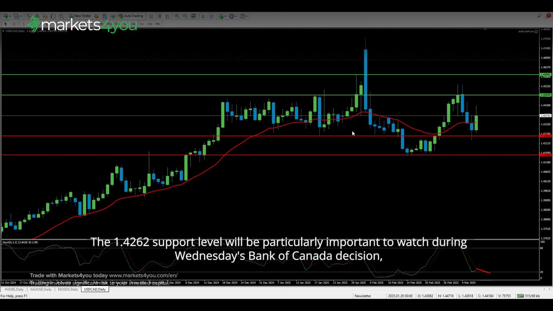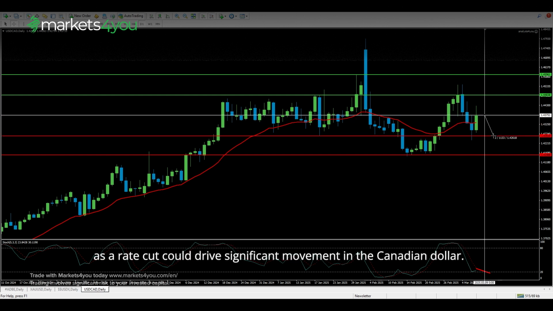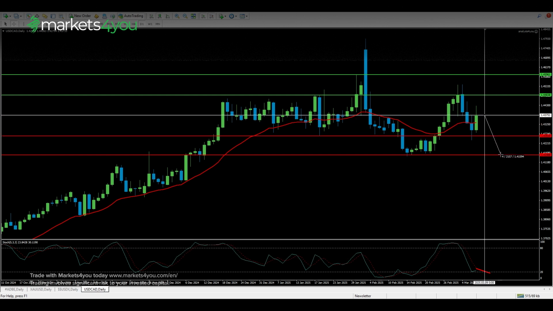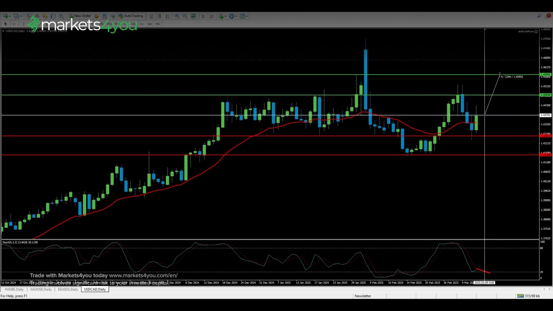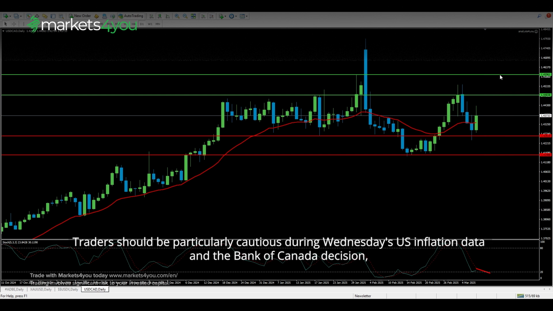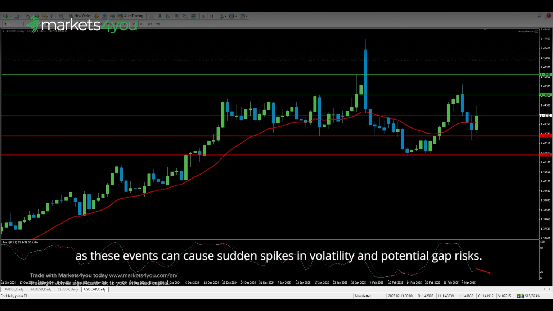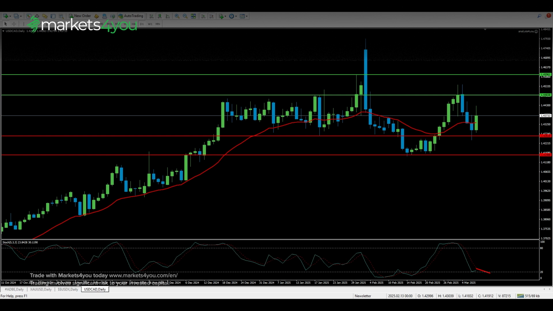The 1.4262 support level will be particularly important to watch during Wednesday's Bank of Canada decision, as a rate cut could drive significant movement in the Canadian dollar. Both instruments could see considerable volatility this week. Traders should be particularly cautious during Wednesday's US inflation data and the Bank of Canada decision, as these events can cause sudden spikes in volatility and potential gap risks.